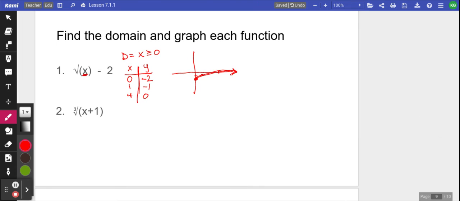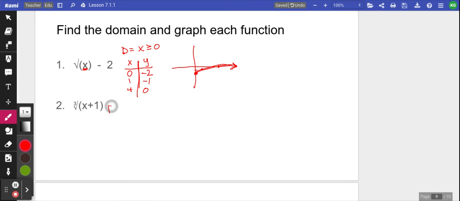The next one is a cube root. So I know that my domain is all x's. And I'm going to pick numbers that I can add 1 to and then take the cube root of. So I'm going to start with -1 because I know that -1 plus 1 is 0 and the cube root of 0 is 0. Then I'm going to use 0 because 0 plus 1 is 1 and the cube root of 1 is 1.